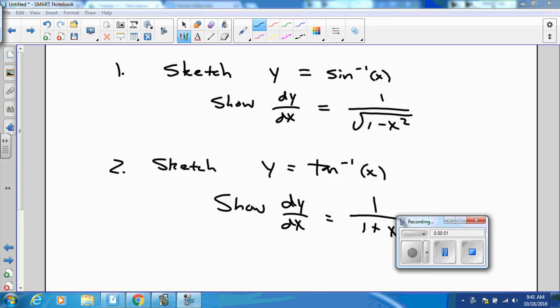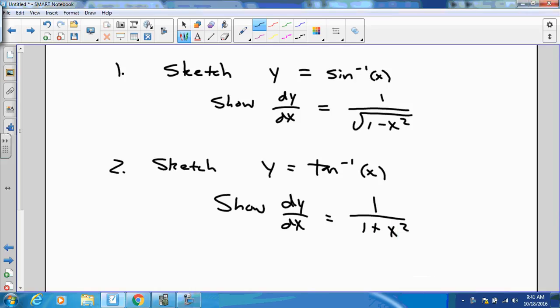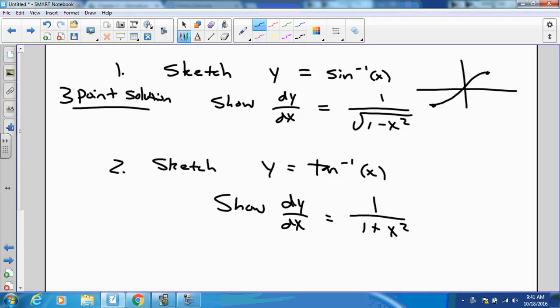Quizlet from today, and we have to sketch and we have to find derivatives here. And the sketching always happens with a three-point solution. In particular, for both of these graphs, I'm going to find 3 points that I know on the graph of y equals sine x, and I'm going to sketch the inverse on a region of sine x that always has the same sign of derivative, in this case always increasing.